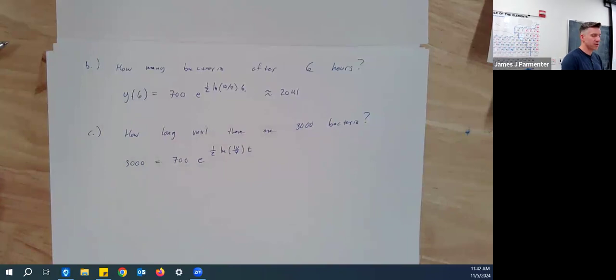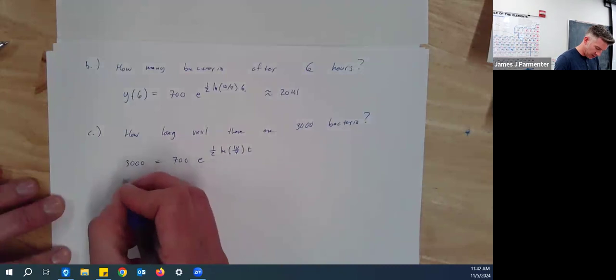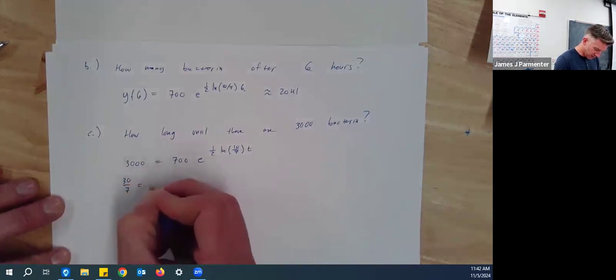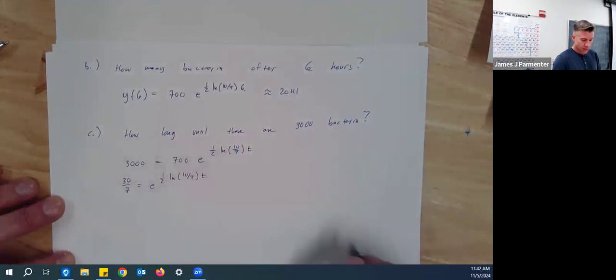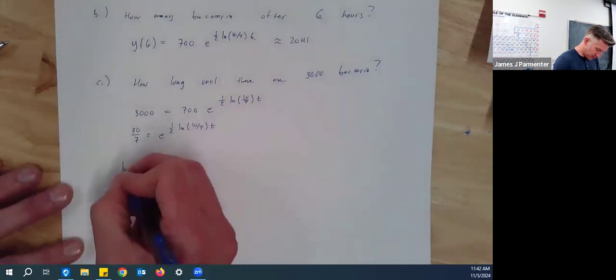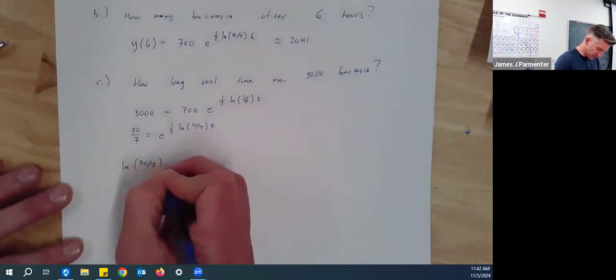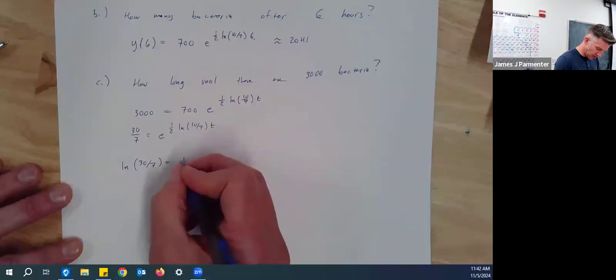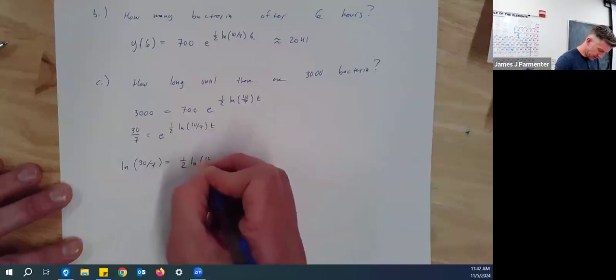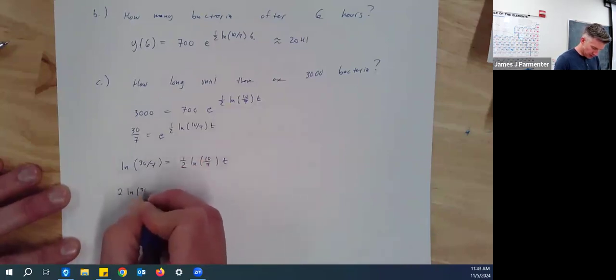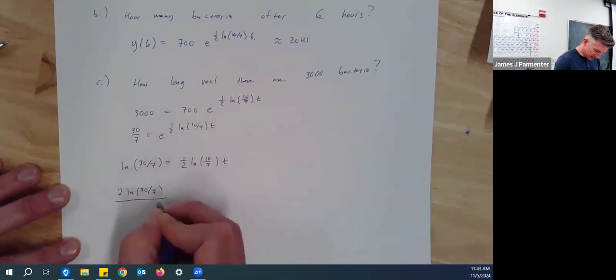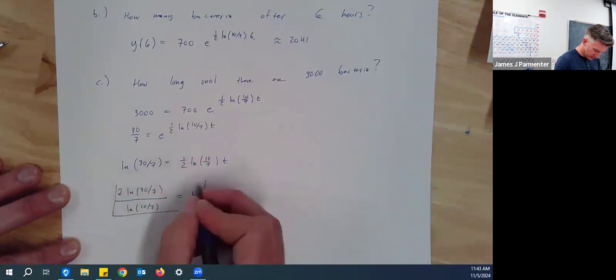And then it's the same sort of process as solving for k before. We're going to divide both sides by 700. You're going to get 30 over 7 equals e to the 1/2 natural log of 10/7 times t. Take the natural log of both sides. You get the natural log of 30 over 7 equal to the natural log of e to all that, which is just the 1/2 natural log of 10/7 times t. And then multiply both sides by 2. You get 2 natural log of 30 over 7. Divide both sides by natural log of 10/7.